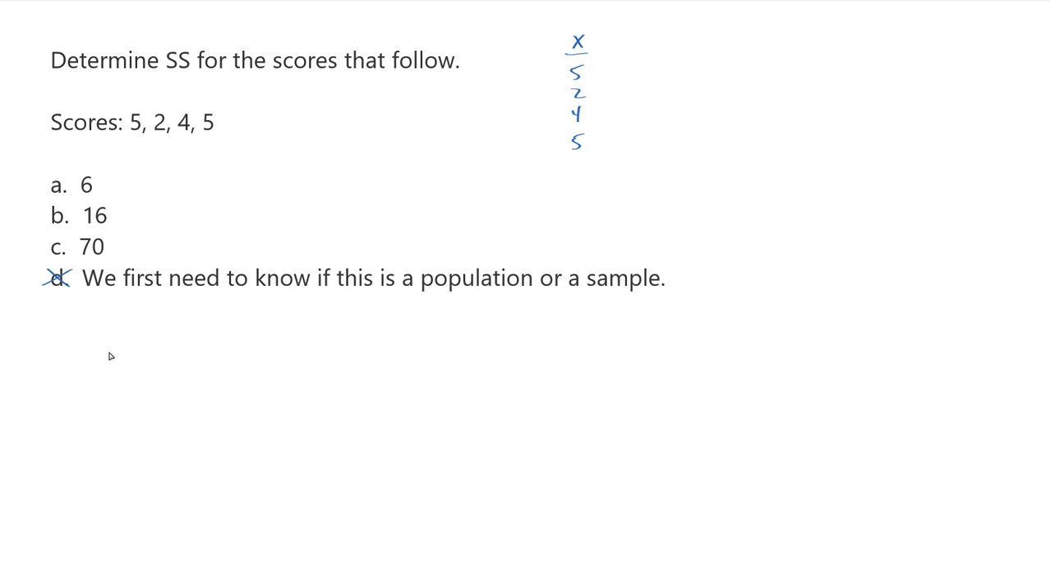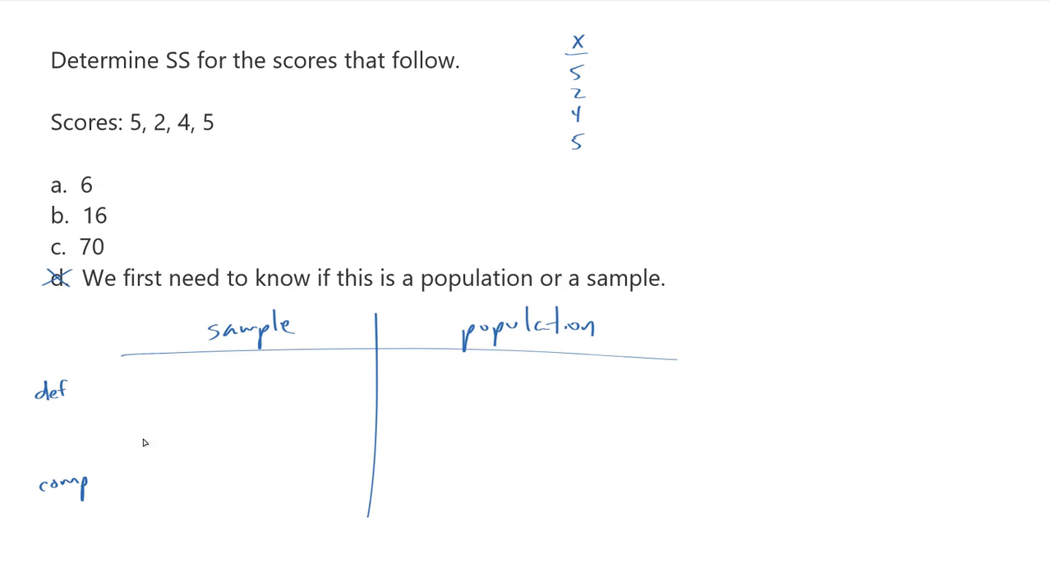The reason for that is that regardless of whether this is a sample or a population, and regardless of whether I use the definitional formula or the computational formula, I have everything that I need to be able to calculate this out. So, for example, the sample definitional formula looks like this. It's sum of squares equals the sum of each x minus the sample mean, squared.